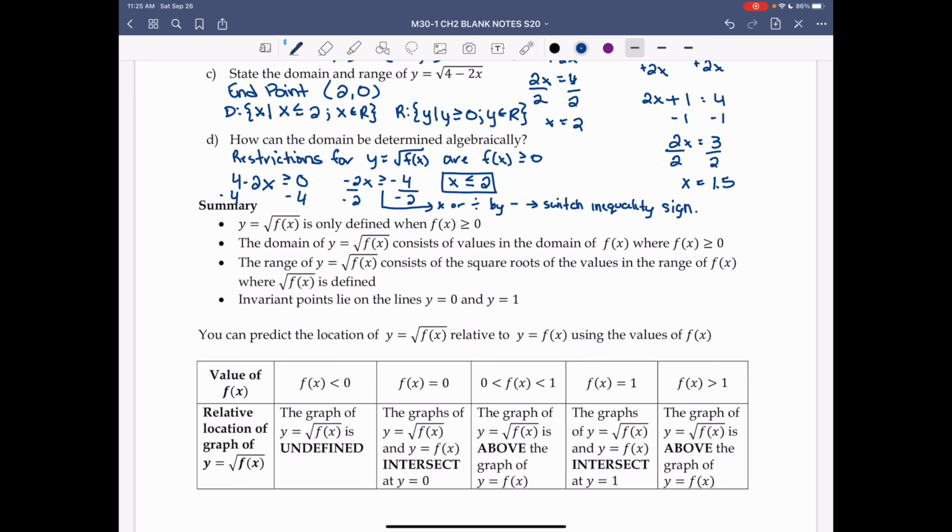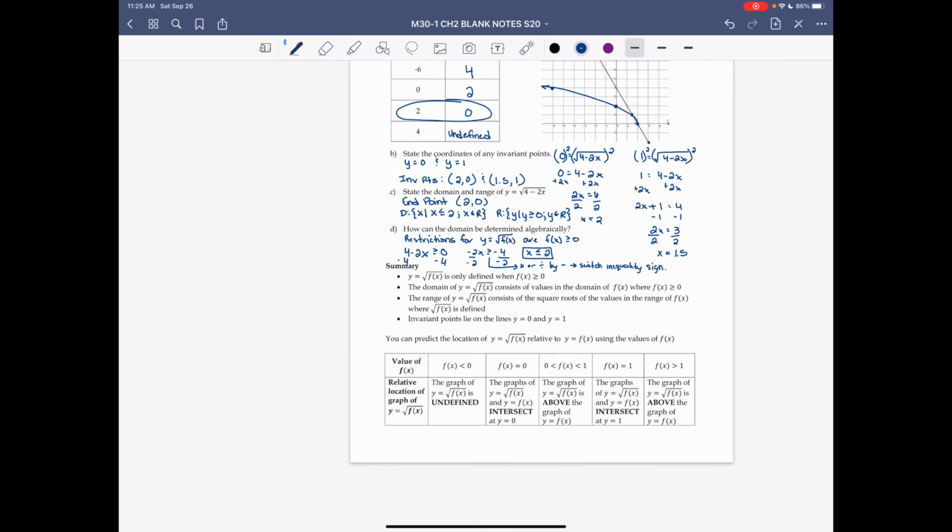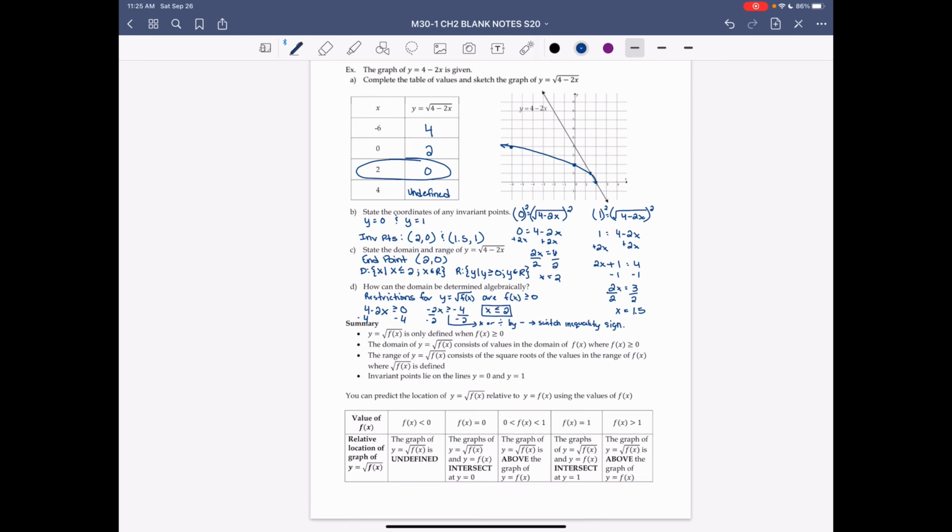The range of y equals the square root of f of x consists of the square roots of the values in the range of f of x where the square root of f of x is defined. Invariant points lie on the lines y equals 0 and y equals 1. You can predict the location of y equals the square root of f of x relative to y equals f of x using the values of f of x. Let's compare this to our graph that we have up above here.